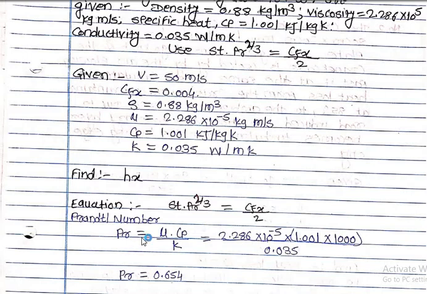So the Prandtl number is given as Pr is equal to mu Cp divided by k, where mu is nothing but the dynamic viscosity, Cp is the specific heat, divided by the thermal conductivity. Put in all the data for these particular values. So mu we have as 2.286 into 10 raised to minus 5. Cp is provided in kilojoule, so we have to take it in joule. For that purpose we have to multiply the value by 1000. So here Cp we have taken as 1.001 multiplied by 1000 whole divided by the thermal conductivity 0.035. So the Prandtl number we are getting as 0.654.